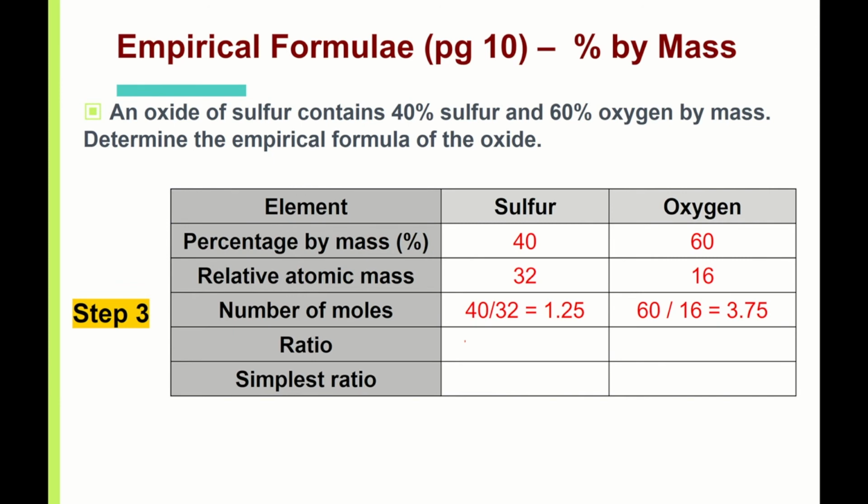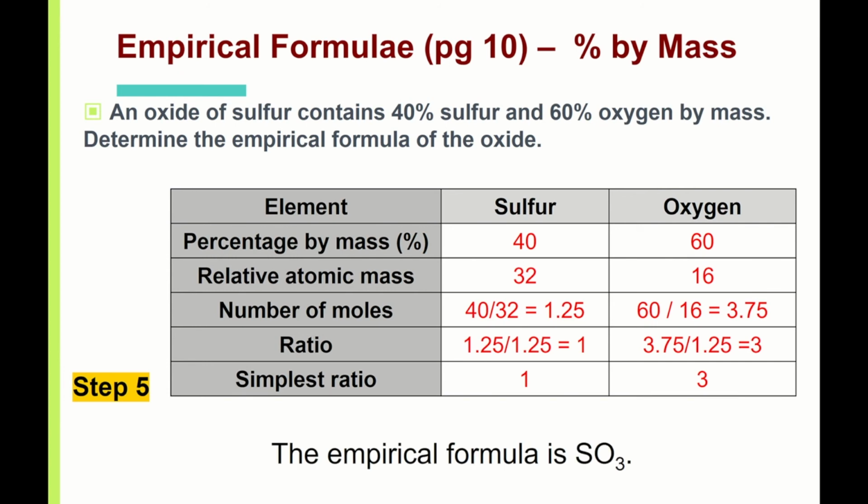So I want to calculate the ratio. I divide by the smallest number. If I divide by the smallest number, I will get 1:3. So for this unknown compound, the empirical formula is SO3. This last statement is 1 mark.